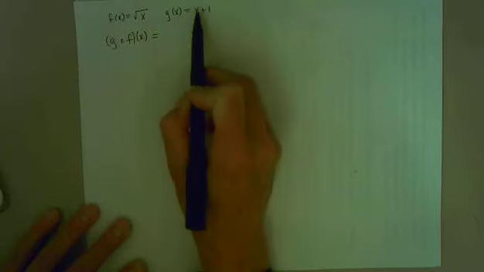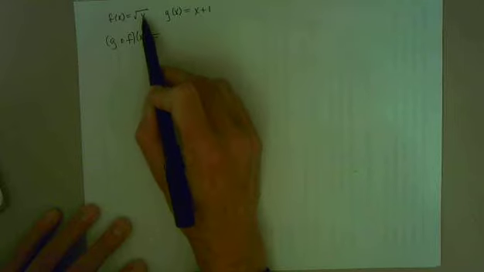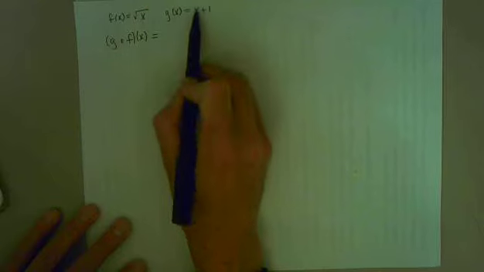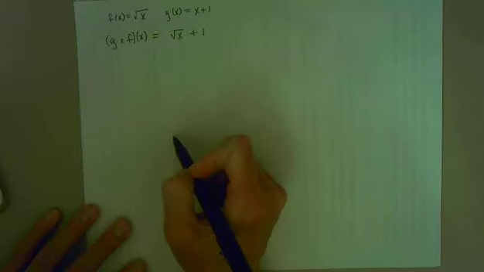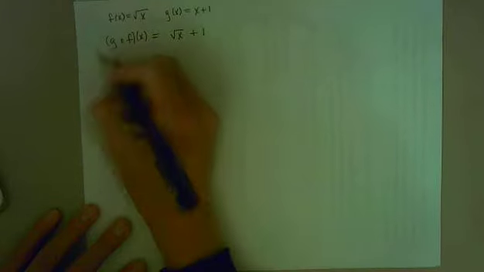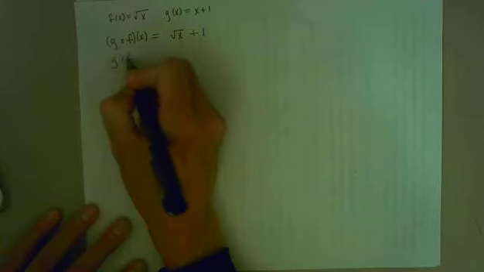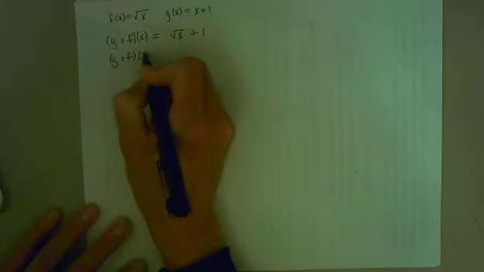But instead of x, you're going to put in f of x. And f of x is this whole function right here. So I'm plugging that into that x right there. So I have then the square root of x, and I still have this plus 1, which is not in the square root now. Okay, so let's do g of f of 9.